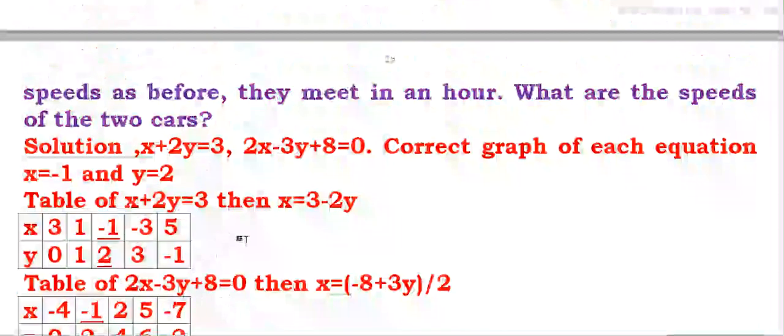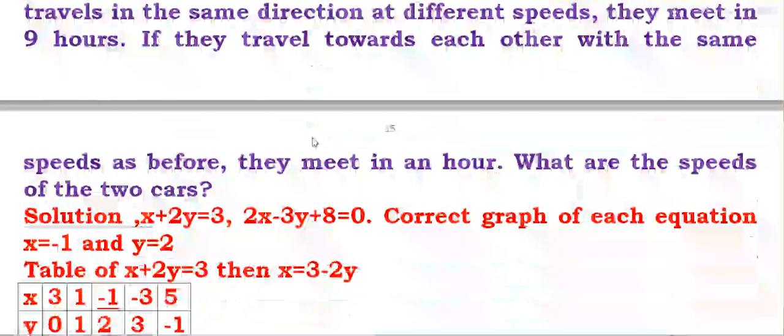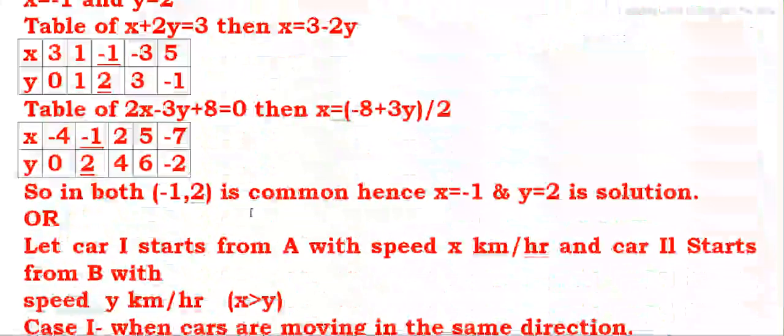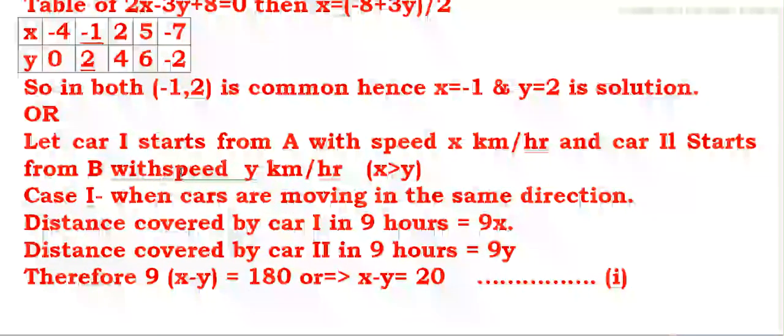Then A and B are 180 apart on a highway, one car starts from A, the other from B. Cars travel in the same direction and they meet in 9 hours, and in opposite directions they meet in 1 hour. Let the speed of car A be x and the speed of the second be y. Here the speed x should be greater than y, then it will catch car B. So the distance covered in 9 hours is 9x and the second 9y.